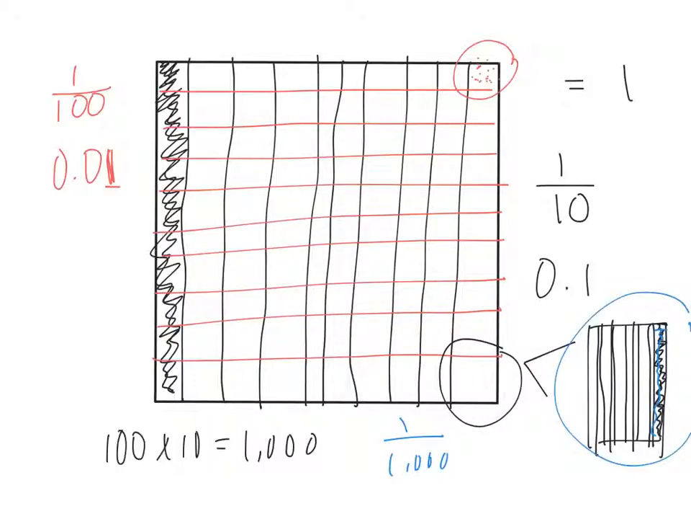Can you please also write the decimal form for 1,000th? 0.001, because now my 1 is in the thousandths place. I have 1,000th of the entire box shaded in.